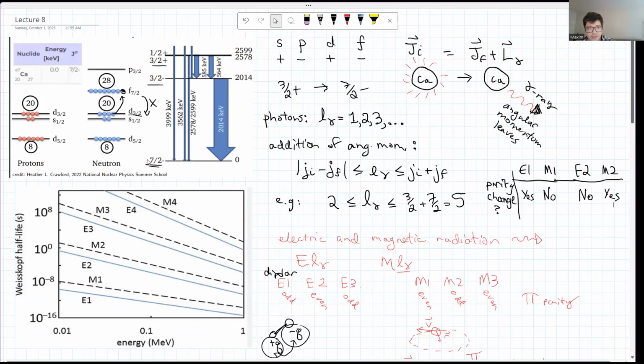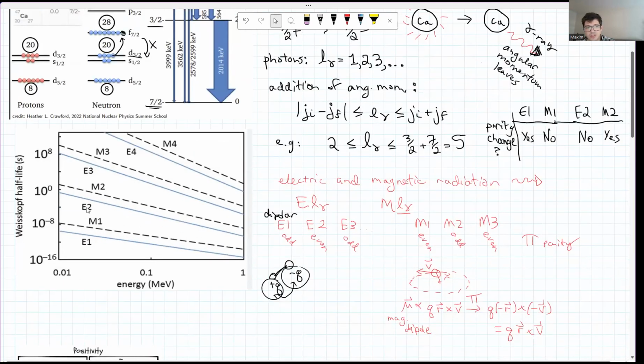This is 3/2 to 7/2, right? And so we know that for that case, the angular momentum of the photon is at least 2, somewhere between 2 and 5. Now we know that, of course, the large numbers are not favored, so it's probably going to be the lowest possible, which is 2. And we can look here, there's two kinds of transitions here, E2 and M2, and the E2 one is much more likely to happen than the M2.